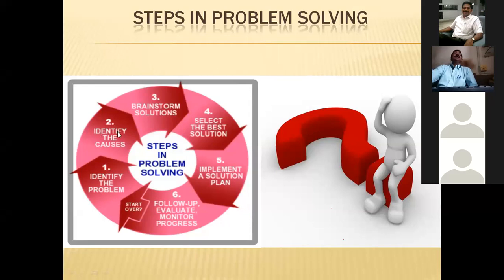Then we have to identify the causes. Because of what reason is there a problem? What are the reasons for that problem? Then the third thing is brainstorming solutions, that we have to think. This fellow is thinking over that, that is, he is brainstorming solutions in his mind. Now, after generating the new ideas, he is selecting the best solution, the best feasible solution for the particular problem.